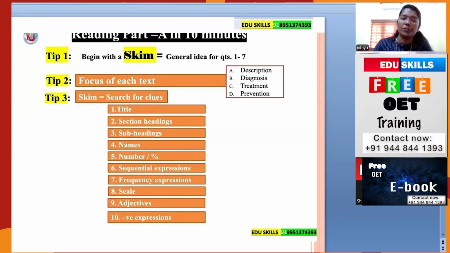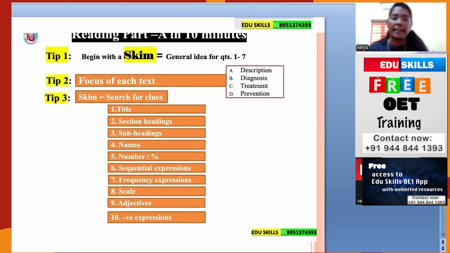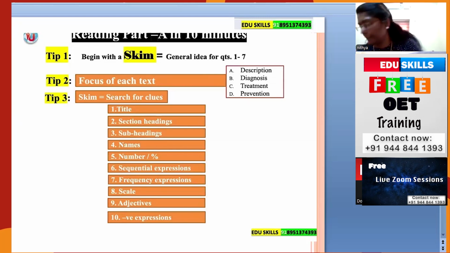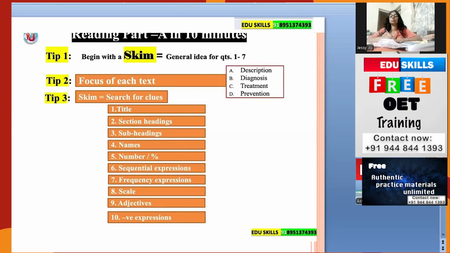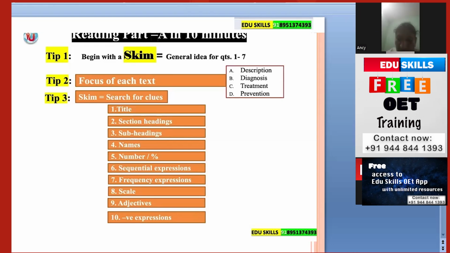Write the title, then section heading, subheading in your notebook. I will give 2 minutes. Are you following? Yes. Yes, ma'am. Just write it. Use the short form and complete it very fast: title, section heading, subheading, names, number or percentage.